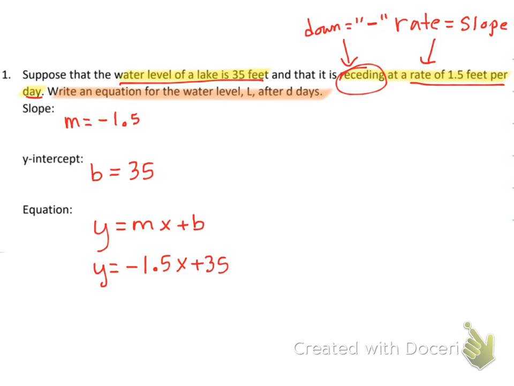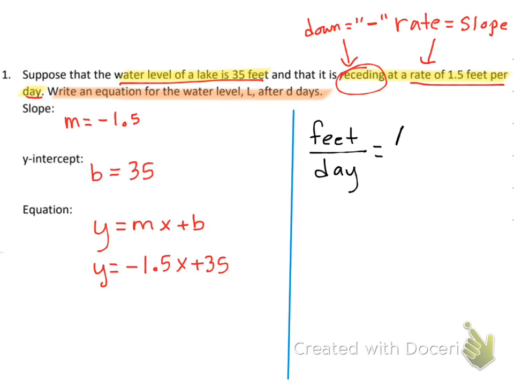But the thing is, in our question, they said that they want water level to be L and D is going to be days. So right now I don't know which one is which. I don't know if y is going to be the level or the days, and I don't know what x is going to be. So I'm going to write like a little section. And in our rate, it says feet per day. And so if we write that out as a ratio, feet per day, we can see which one is x and which one is y, right?